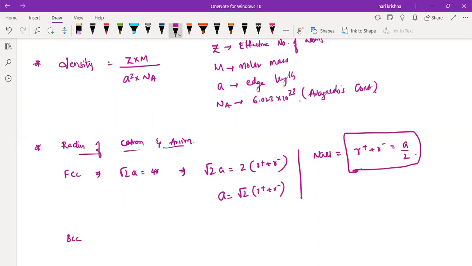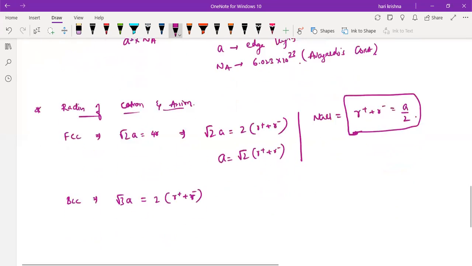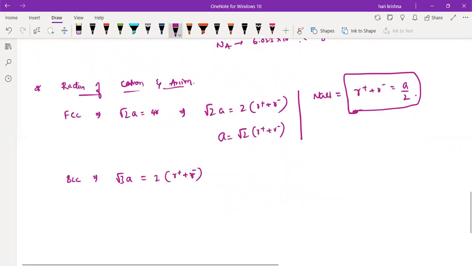In the case of BCC also the same: root 3 A equal to 2 times (R plus plus R minus). In the case of simple, what is the formula? A equal to R plus plus R minus. Okay, simple will mostly not come, but these two, BCC and FCC, are the important formulas.